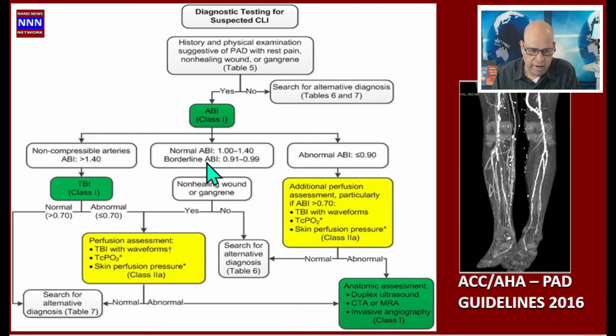And again, in the borderline zone, if they have a non-healing ulcer, then we look for perfusion assessment, tibial brachial index with waveforms and skin perfusion pressures. And if these are abnormal, we go to CTA or MRA.